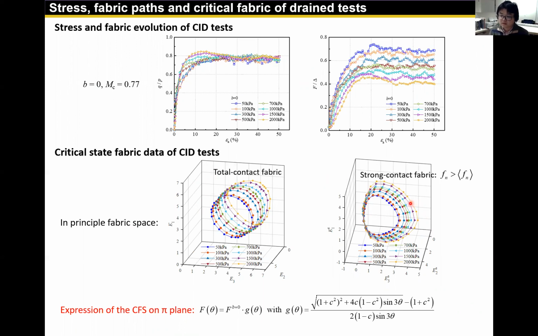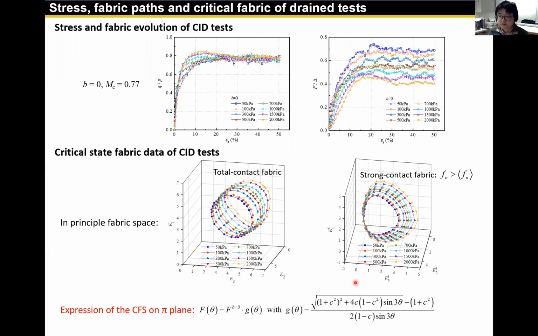Here, we define that the strong contact is, if a contact force is larger than the average contact force of all the contact network, then this contact is a strong contact. The critical fabric surface on the fabric pi plane can be mathematically described by this equation.